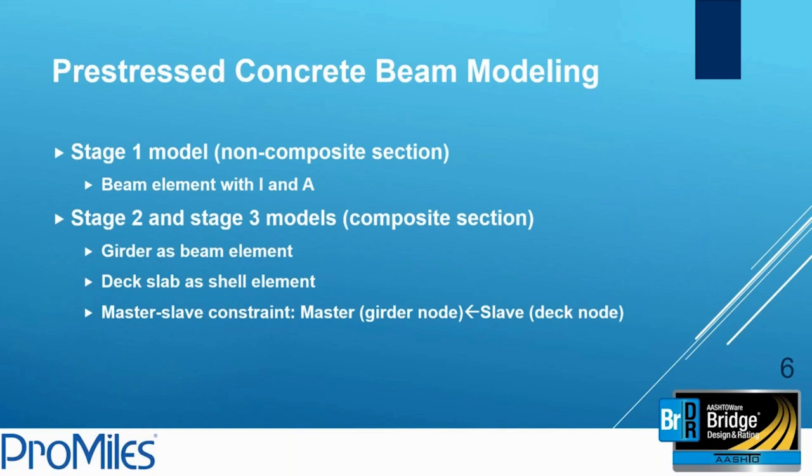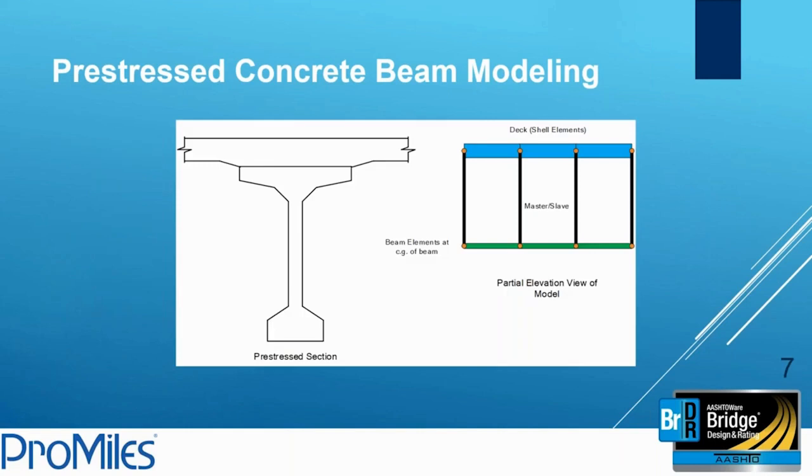Again, similar to the reinforced concrete slab system, the deck and the beam or the girder are connected to each other via the master-slave constraint, where the girder node is the master node and the deck node is the shell slave node. Again, a very similar schematic is shown here for how the cross section is modeled for a pre-stressed concrete beam when it is part of a girder system for 3D modeling.